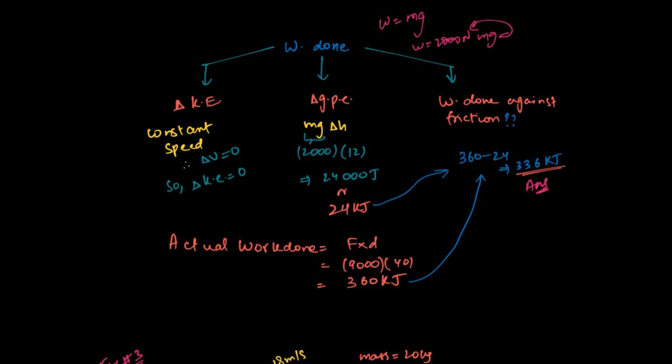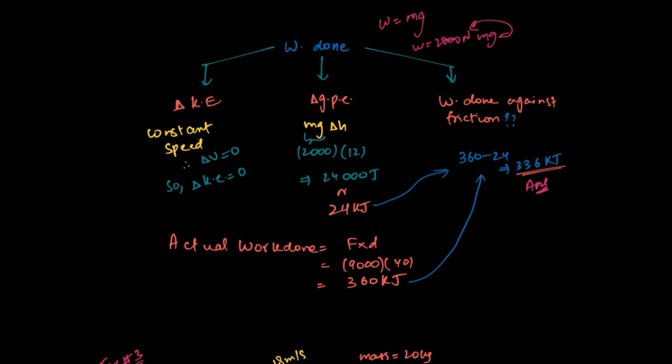So we can just replace mg with 2000 newtons, and the change in height is 12 meters, and we can just multiply and find out the change in gravitational potential energy. In this case it would be 24,000 joules or 24 kilojoules.